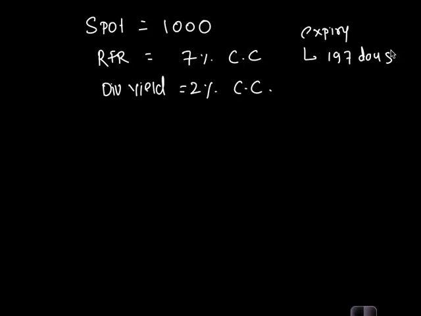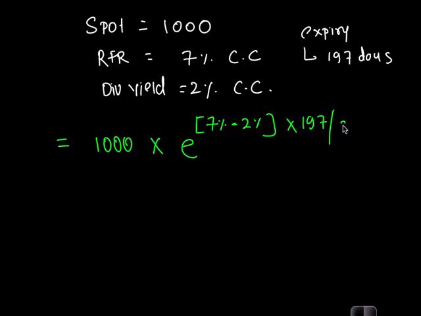Okay, so similar question. I'm going to solve this one for you. What you would simply do is you would say 1000 into e raised to 7% minus 2%, which is your benefit, adjusted for 197 divided by 365, and that's your no arbitrage forward price. How much is that coming to? 1027.35. So the no arbitrage forward price is 1027.35.